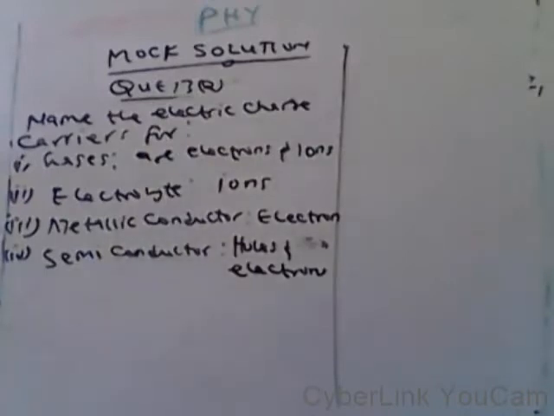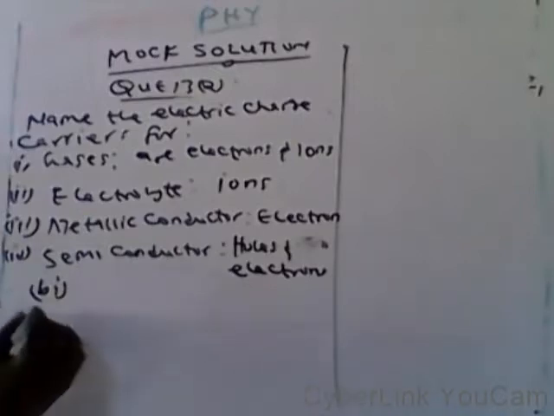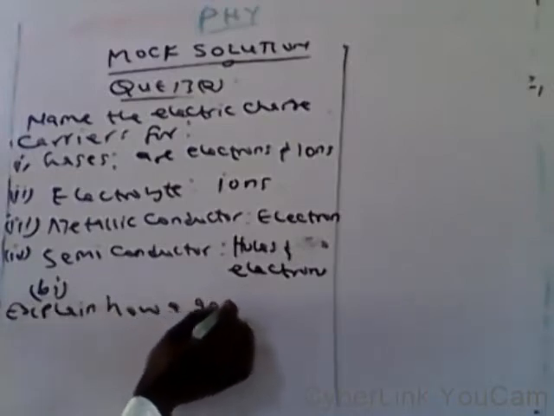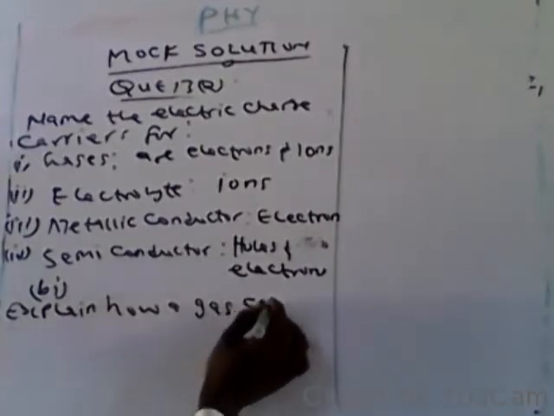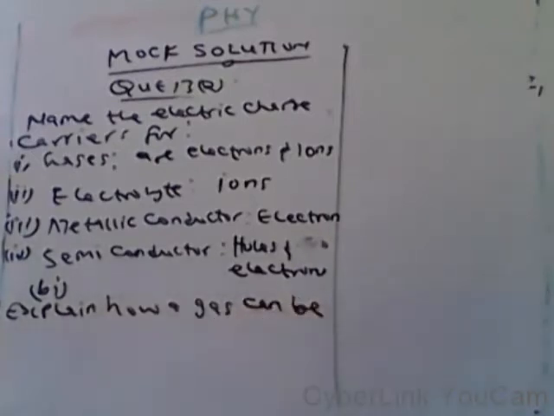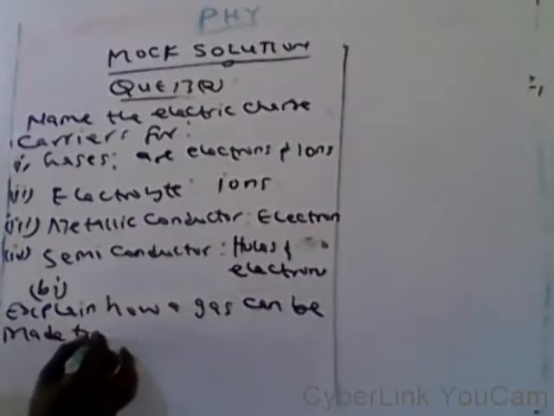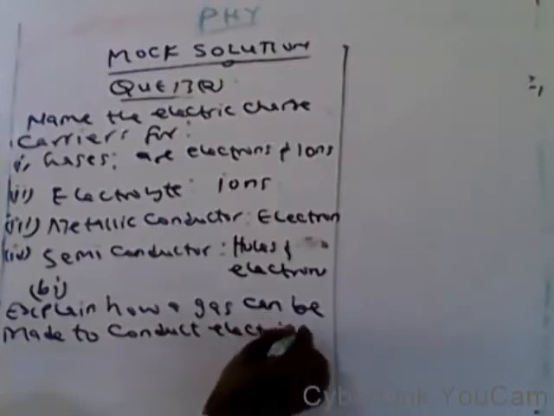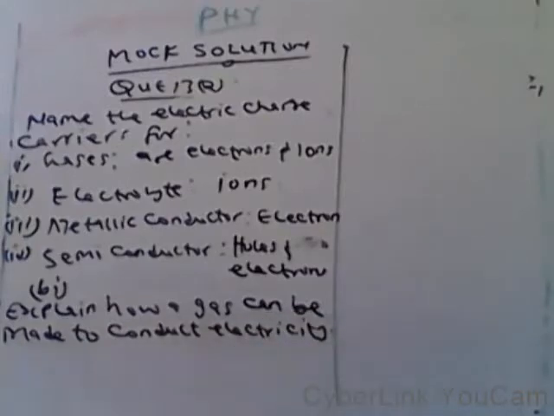So let's go to 13B, Roman figure 1. B1: explain how a gas can be made to conduct electricity.